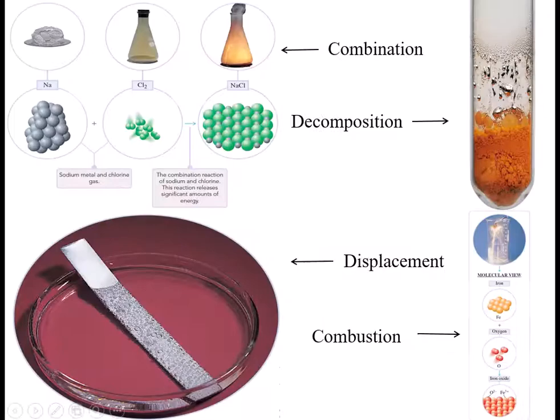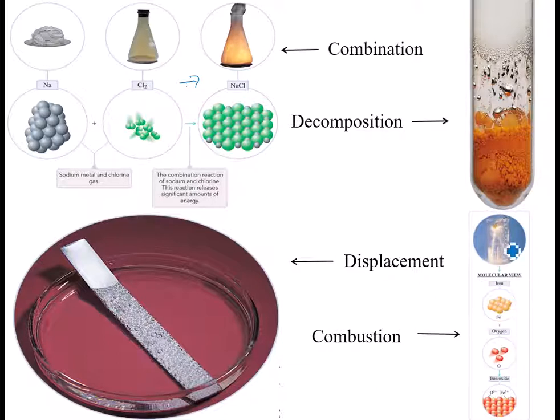All right. So these are examples I found on the internet. When I take sodium metal plus chlorine gas, I get sodium chloride. That's a combination. So this is a reaction arrow right here. So I have 2 reactants going to form 1 product. I have decomposition, which is broken down here.